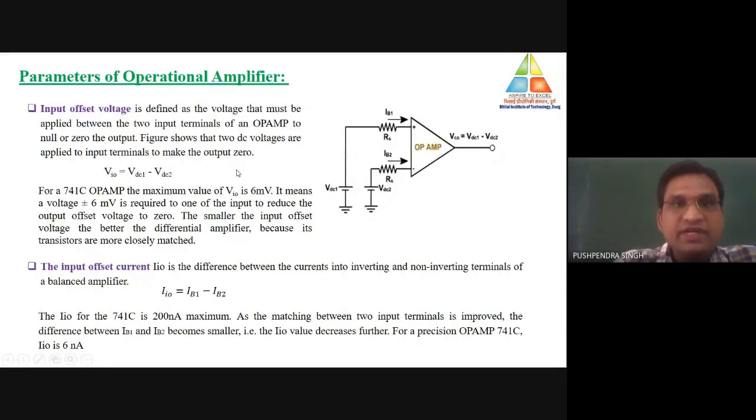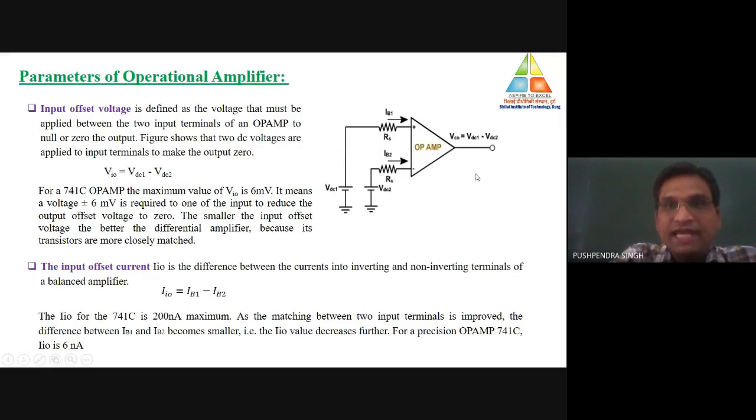As you can see in the figure, suppose the two DC voltages being applied at the input terminals of the op-amp are VDC1 and VDC2. And we know the value of the output will be the difference of the two input signals. So if the output voltage here is V0, then V0 is VDC1 minus VDC2.